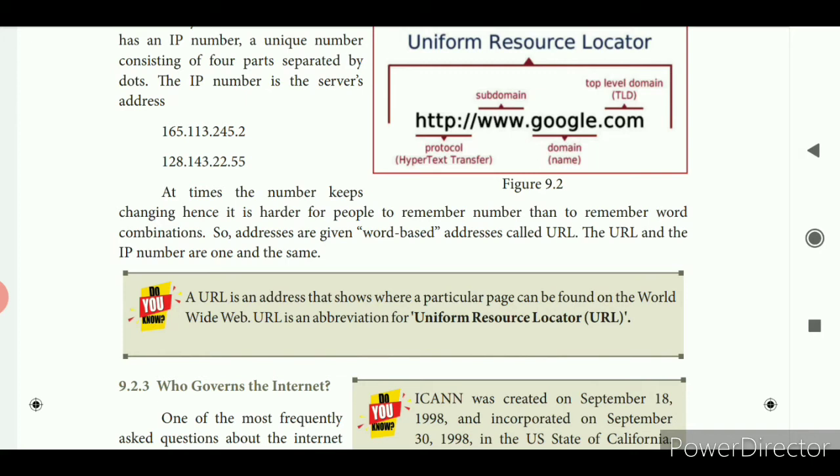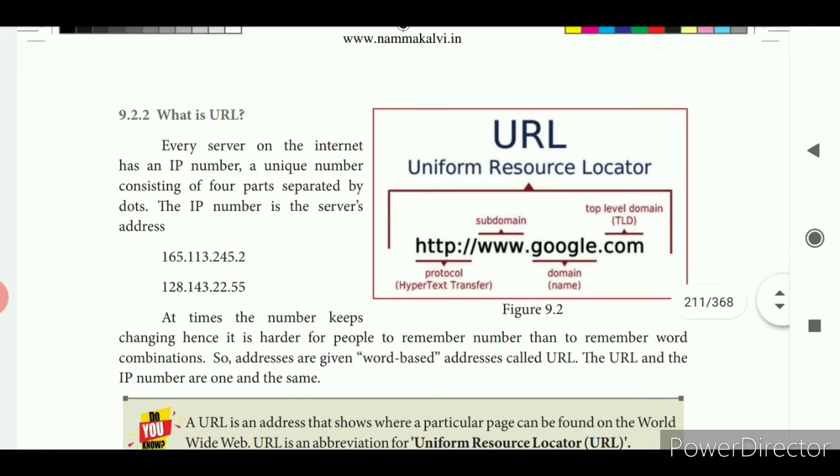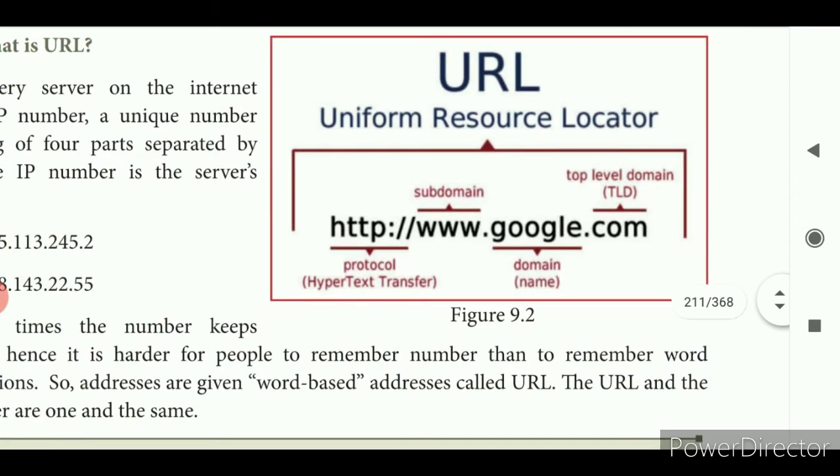A URL is an address that shows where a particular page can be found on the World Wide Web. World Wide Web means www. URL is an abbreviation for Uniform Resource Locator. Here you see the example in the box. Under URL you have HTTP, that is the protocol. What is the expansion of HTTP? Hypertext Transfer Protocol.